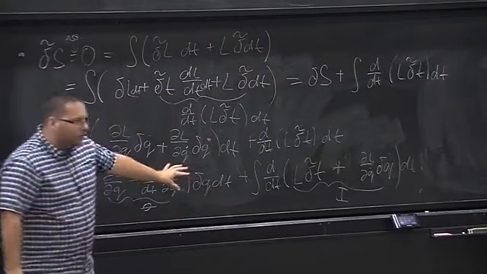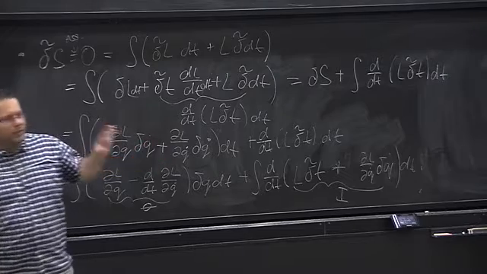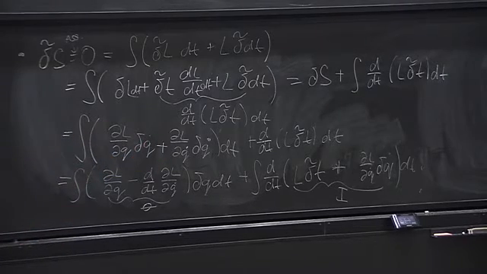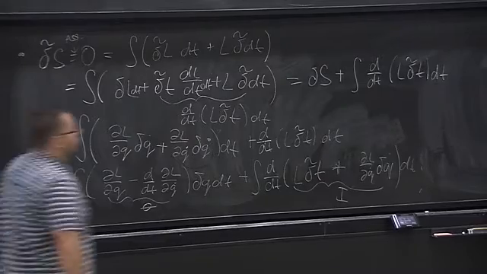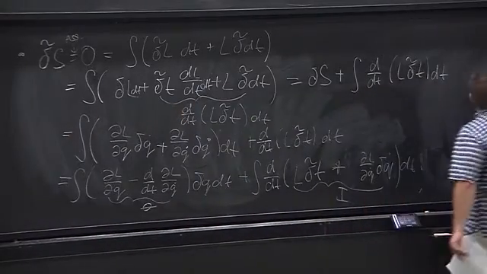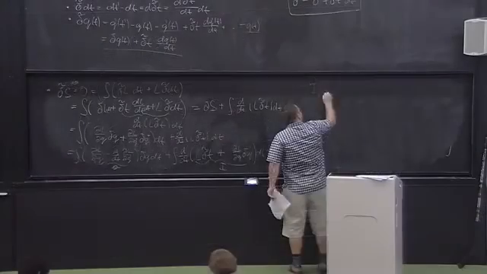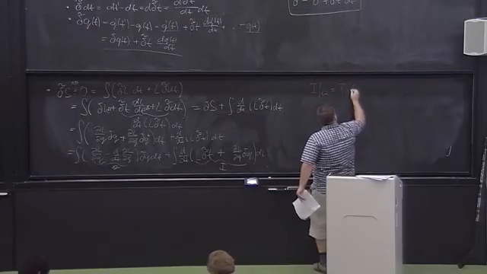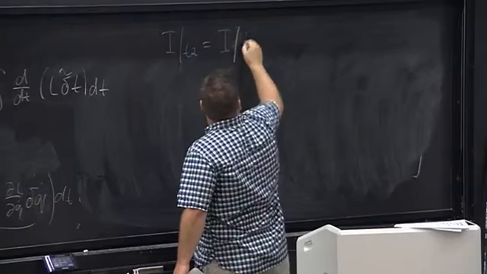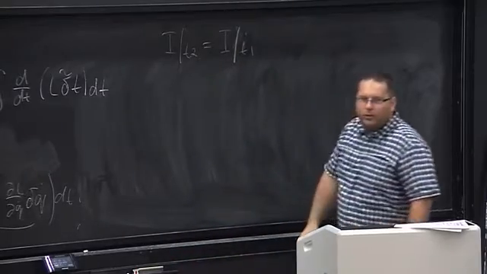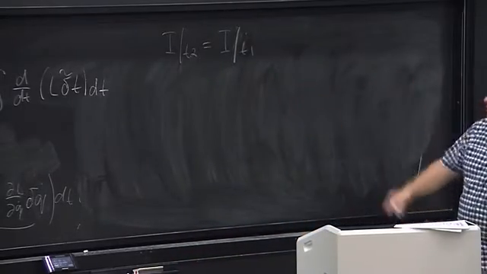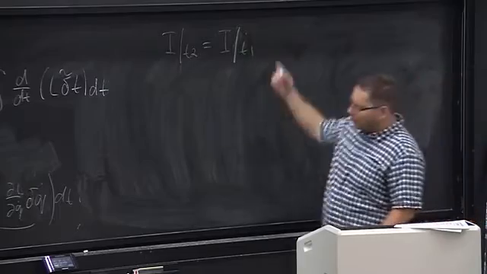If I evaluate it on the boundaries, I will have I evaluated at t2 minus I evaluated at t1 equals 0. What you are getting is I at t2 equals I at t1, right? Because the whole thing is 0, right? So which is conservation, right?